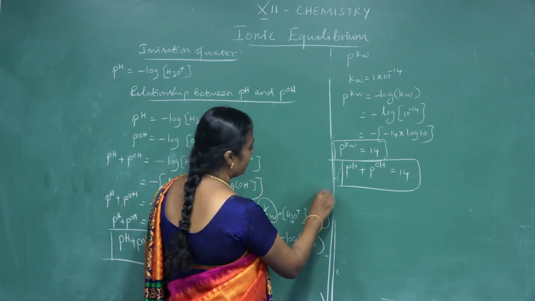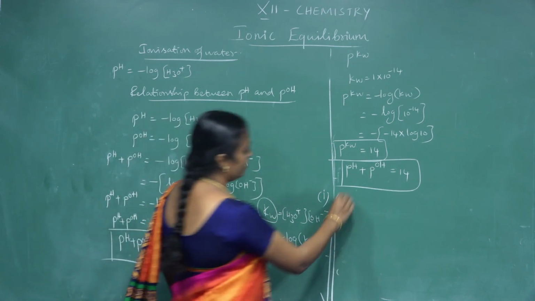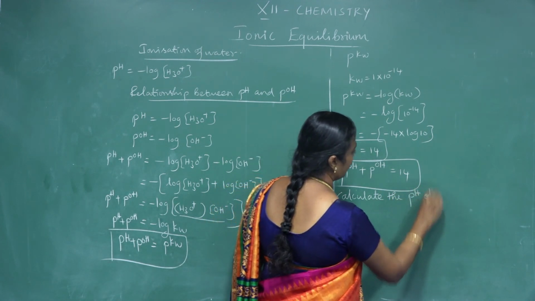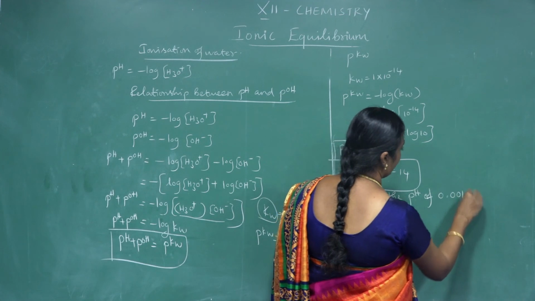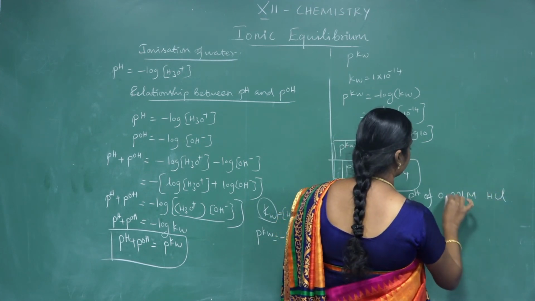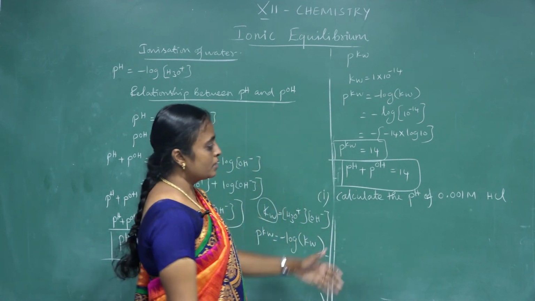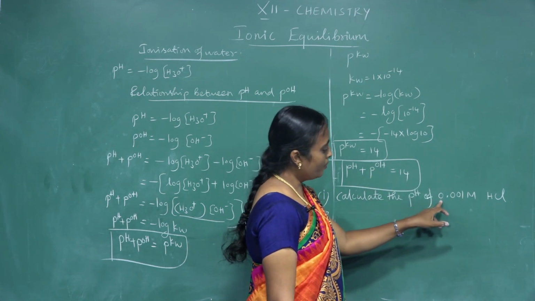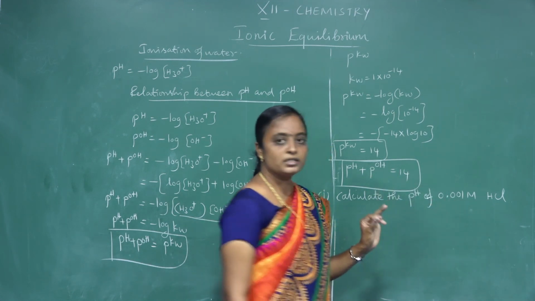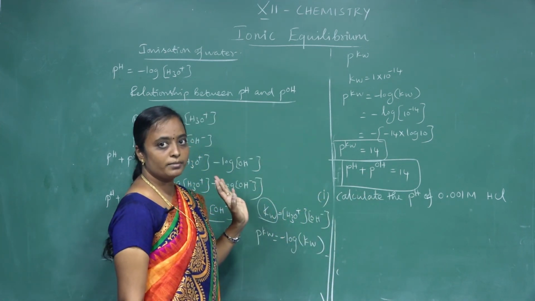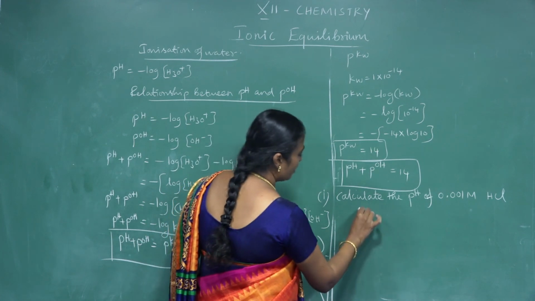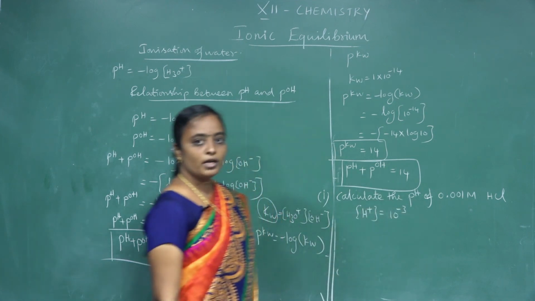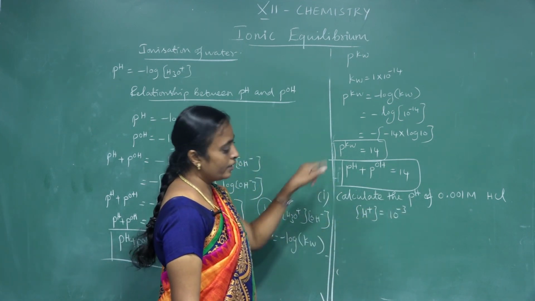So first let me take the problem. Calculate the pH of 0.001 concentration of HCl. Or if you want smaller concentration you can take 0.1, 0.01 like that. We know that 0.001 means 10 power minus 3. We can substitute 10 power minus 3. So here they are given concentration of H plus ion is nothing but 10 power minus 3. So by using this we have to calculate the pH value.